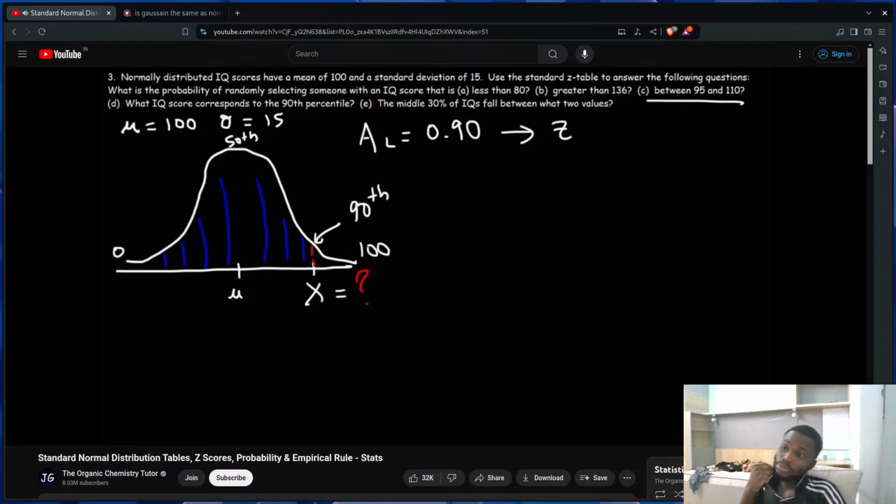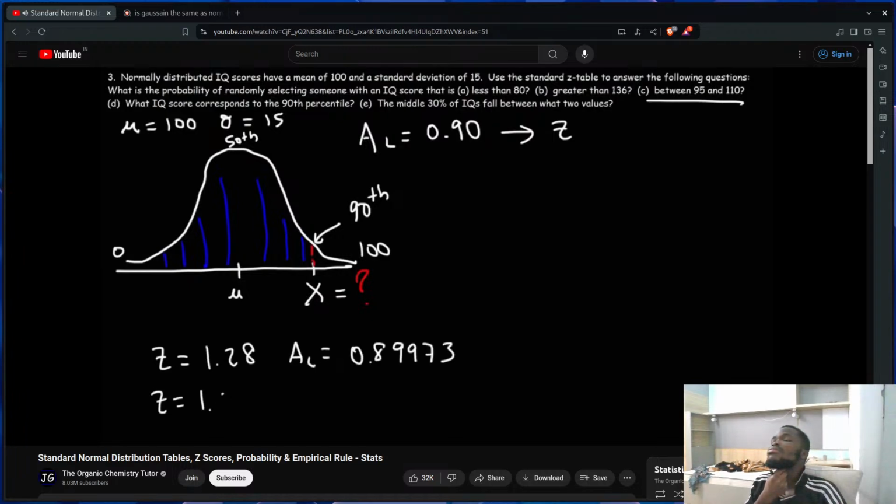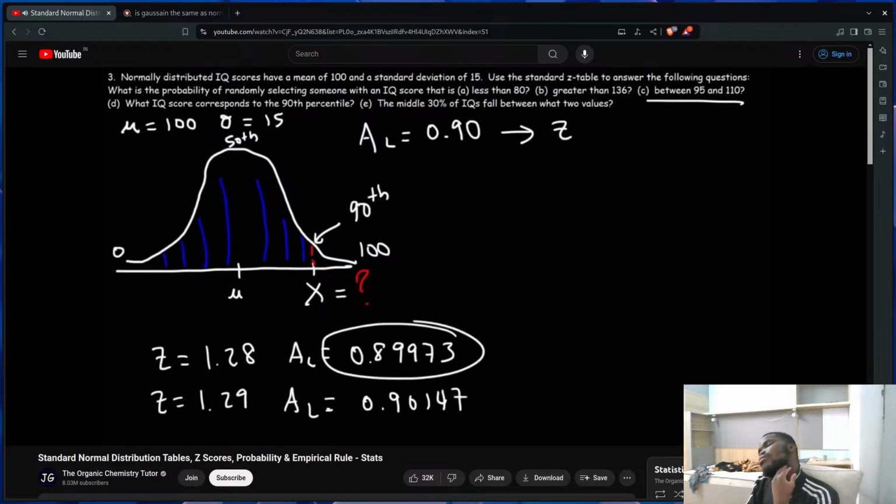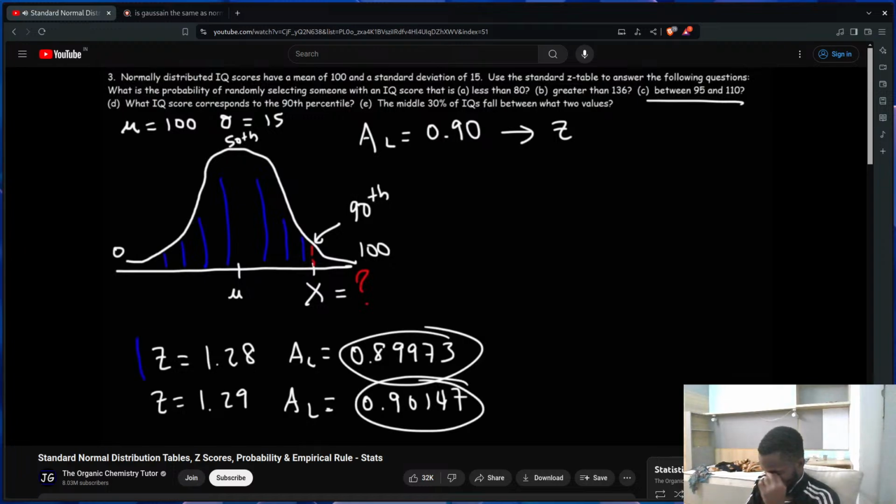Now there's two values of interest. A z-score of positive 1.28 has an area of 0.89973, and a z-score of 1.29 has an area to the left of 0.90147. Now this value is a lot closer to 0.9 than this value. It's about 5 times as close. If you take the difference between this number and 0.9, you can see that it's a lot smaller than the difference between this number and 0.9. So I'm going to choose a z-score of 1.28.